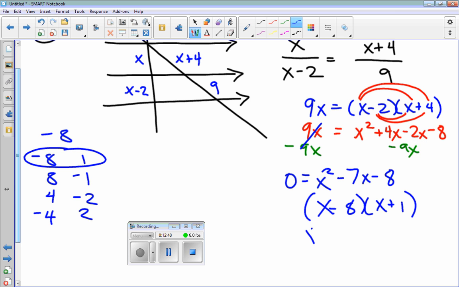Go ahead and set each of those factors equal to 0. And I can cross out the negative 1 because, again, we're dealing with the length.